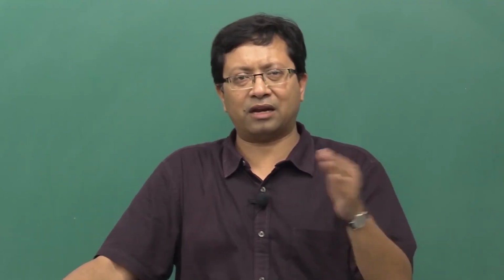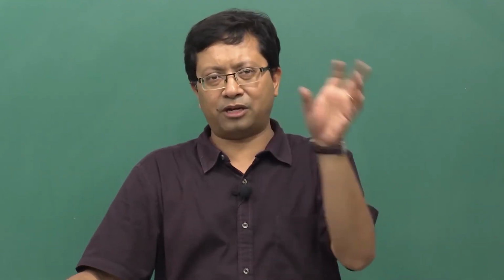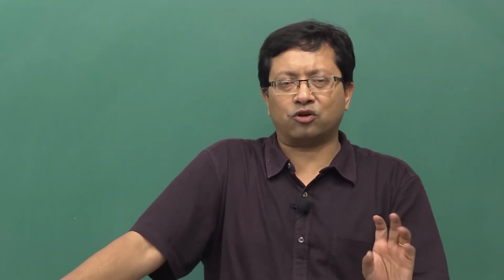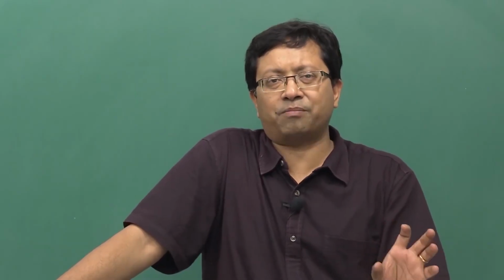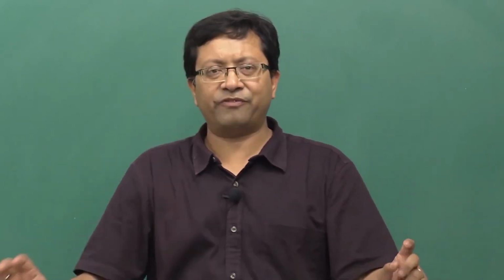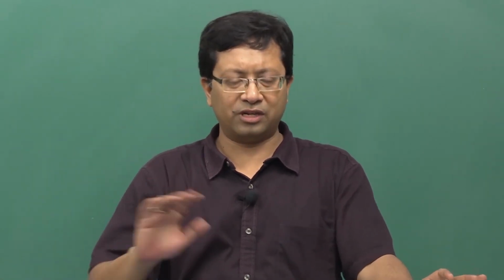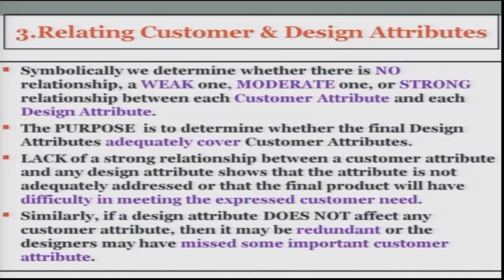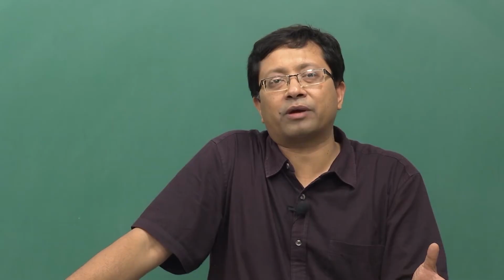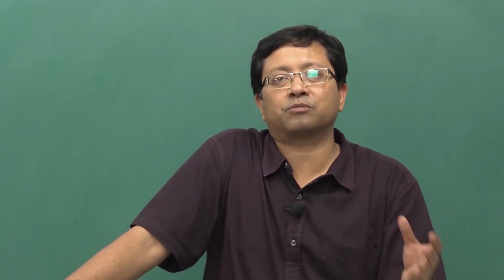So, basically we analyze the different design parameters against the customer requirements based on the correlation matrix, which are based on the attributes which may be very strong, moderate and not at all significant. Based on that we divide it. The purpose is to determine whether the final design attributes adequately cover the customer requirements in general. So, obviously there would be many conflicts, but in the overall set of things we see how the customer requirements can be met to the maximum possible extent.